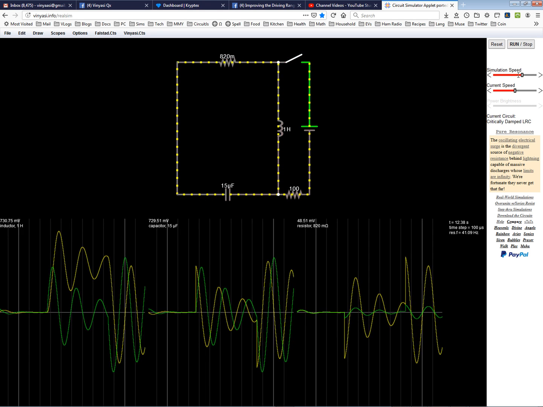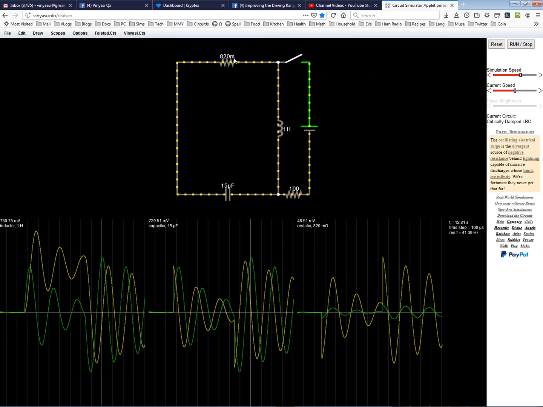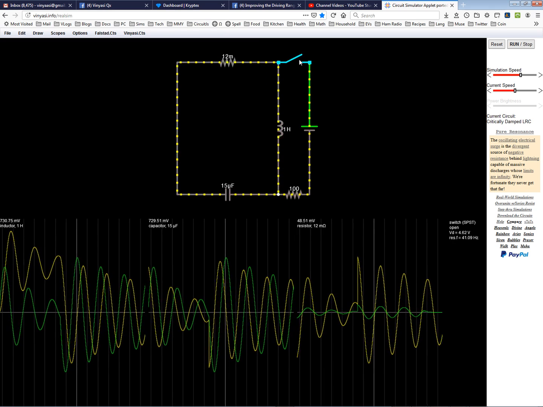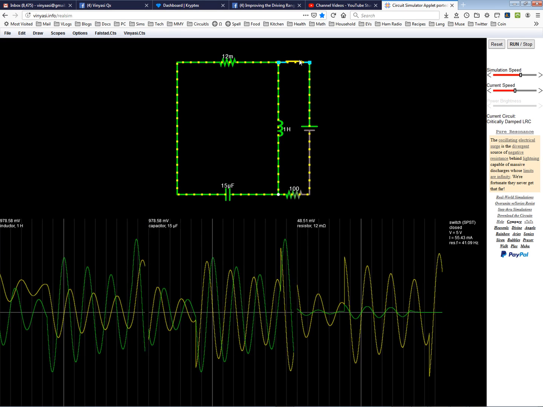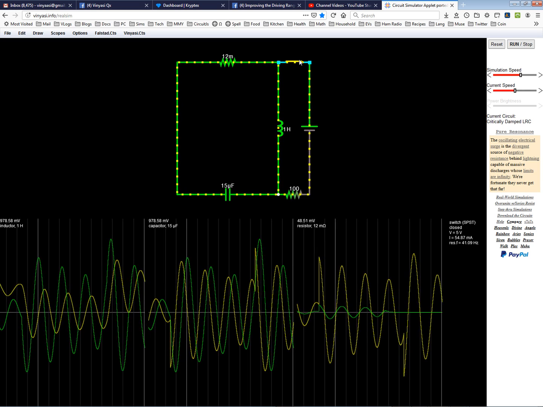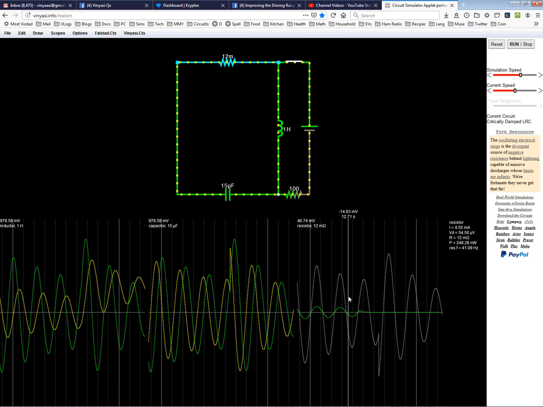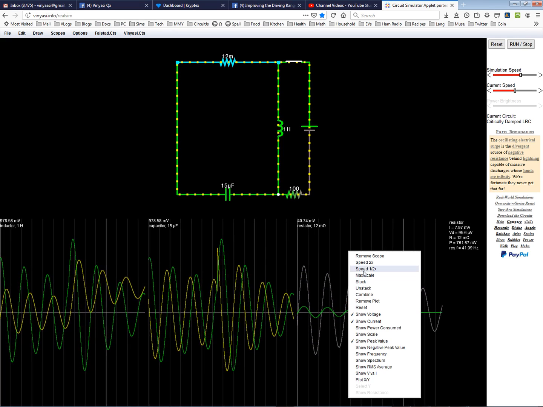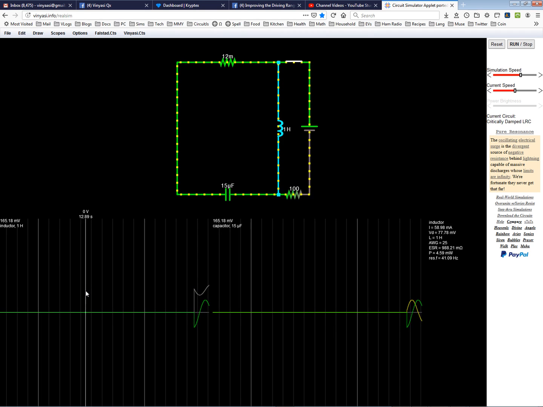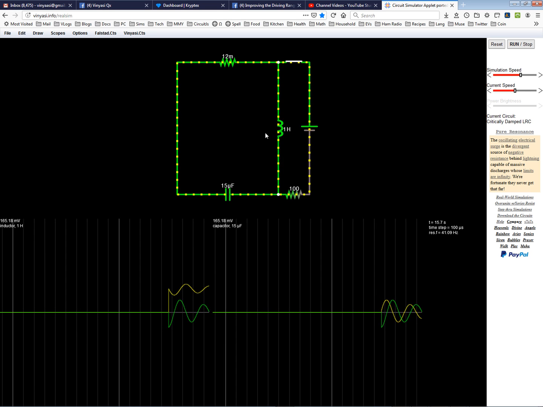So now let's charge it up some more. So what do we got here? We got the resistor. We don't want to look at that. We're looking at the capacitor and the inductor. And we don't really need to look at the capacitor, but let's look at it anyway.